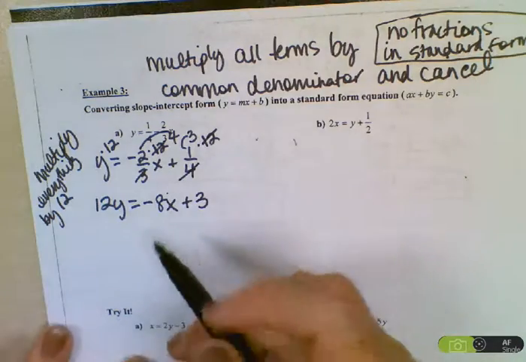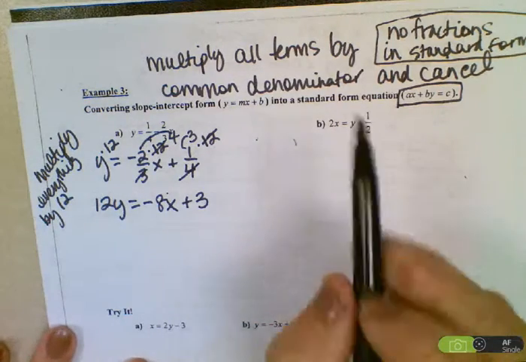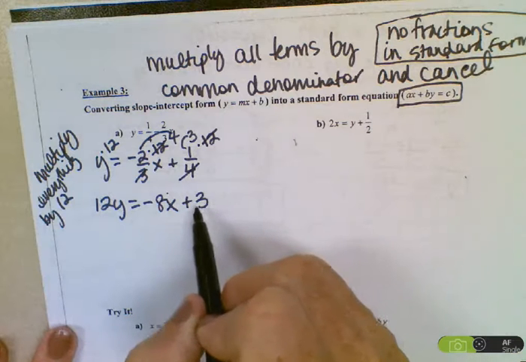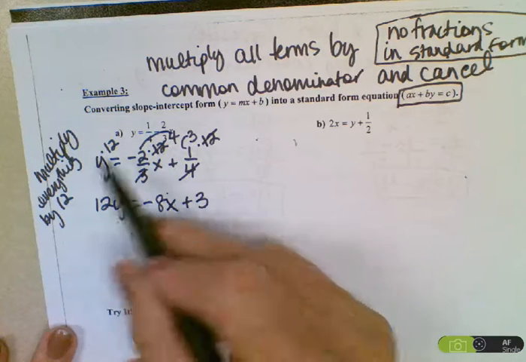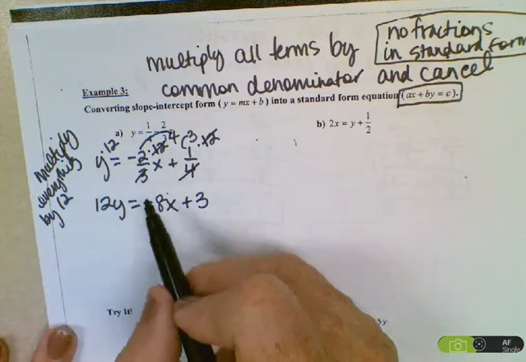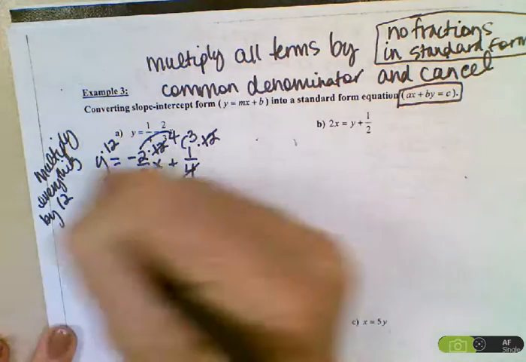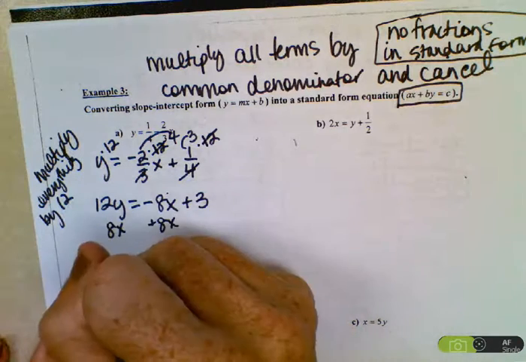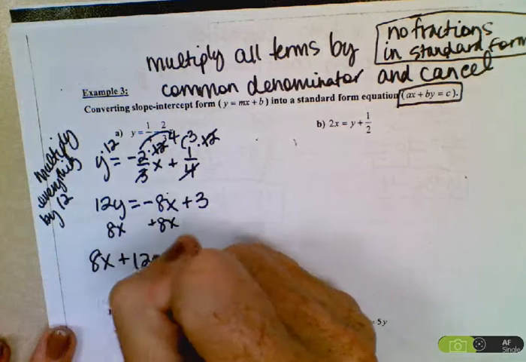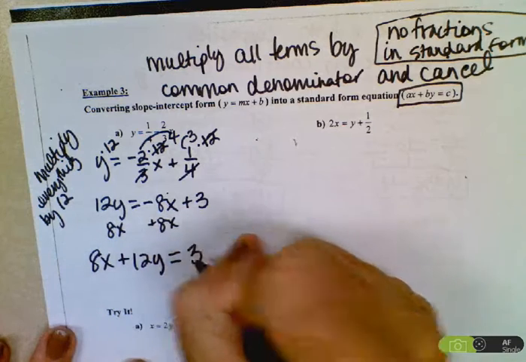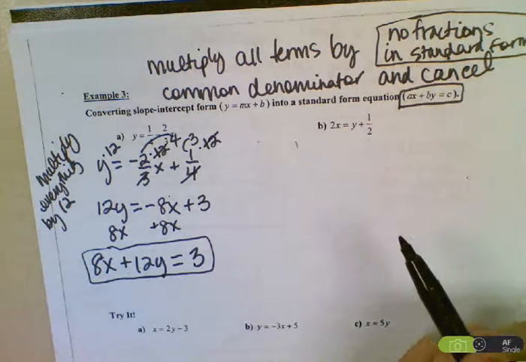So now remember what standard form has to look like. Both my x term and my y term need to be on the left-hand side, and my constant needs to be on the right. So 3 is doing okay. It's my constant. It needs to stay over here. -8x needs to shoot over to the other side. And remember, when it moves, it's going to change signs. So we're going to add 8x to both sides. And then you want to put your x term first, so 8x. There's no sign in front of that 12y, so it's plus 12y equals 3. And that is the standard form of that equation.